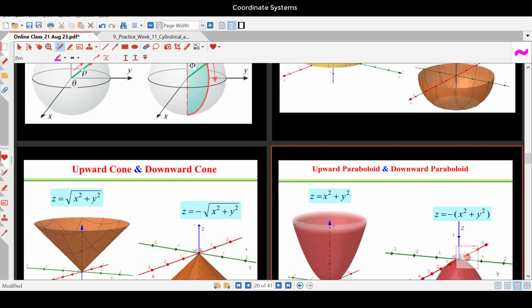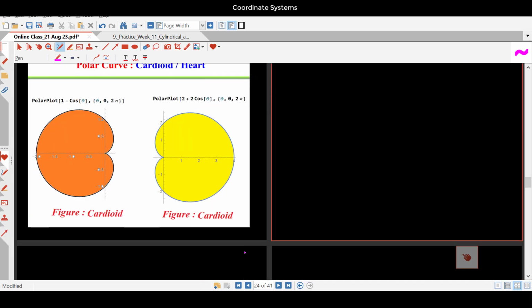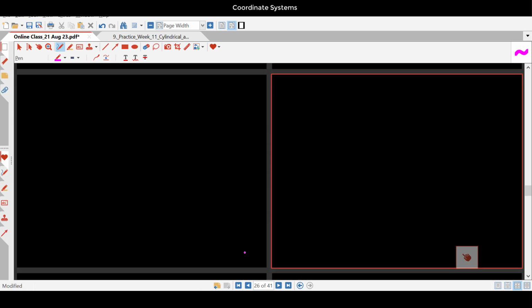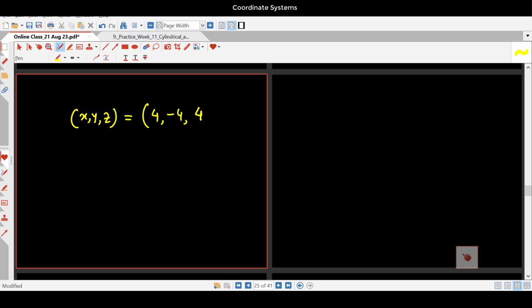So suppose we have one point. Let's say we have a rectangular point that is in x, y, z form. So it is, let's say, 4, minus 4, 4 root over 6. So what do we have to do? We have to convert this rectangular point to, let's say, spherical or let's say cylindrical.